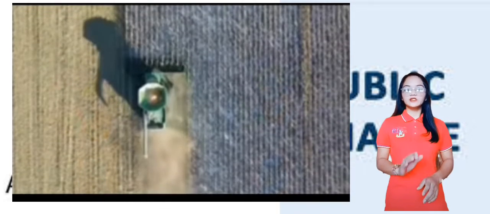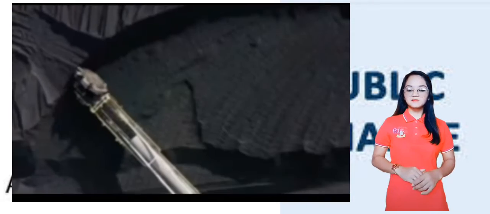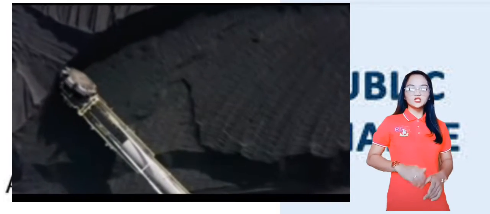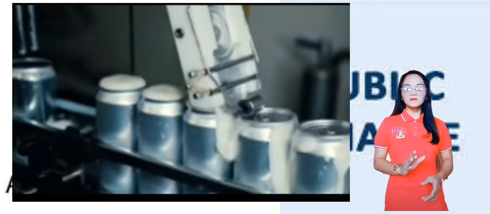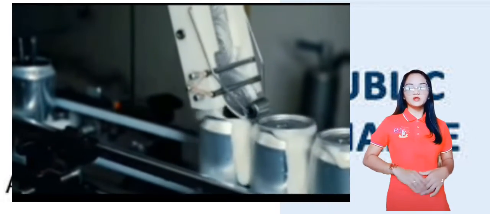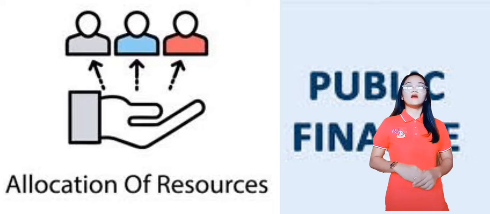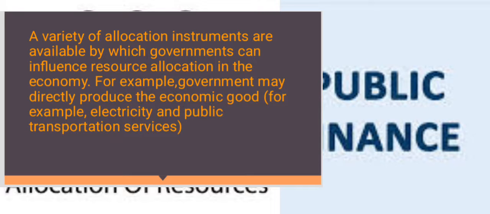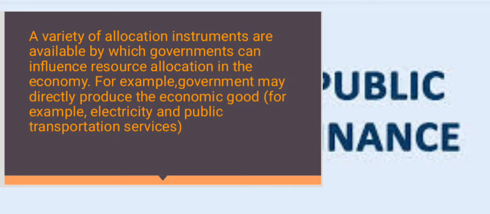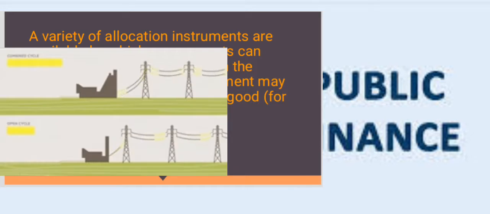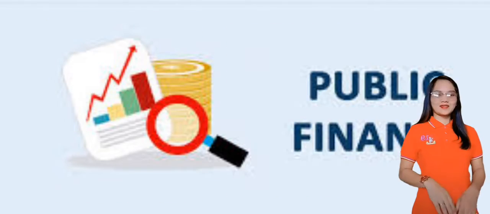One of the most important functions of an economic system is the optimal or efficient allocation of scarce resources so that the available resources are put to their best use and there is no wastage. A variety of allocation instruments are available by which government can influence resource allocation in the economy. For example, government may directly produce economic goods, such as electricity and public transportation services.